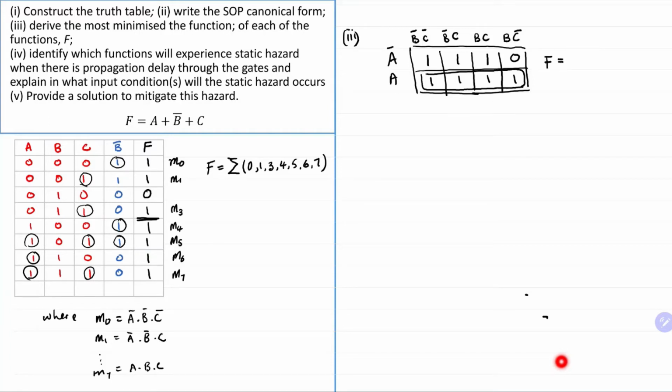So this loop of 4 gives you A. And you can also draw a loop of 4 here. That gives you B bar. And then a loop of 4 here that gives you C. So in actual fact, the function that was given originally is the most minimized function.